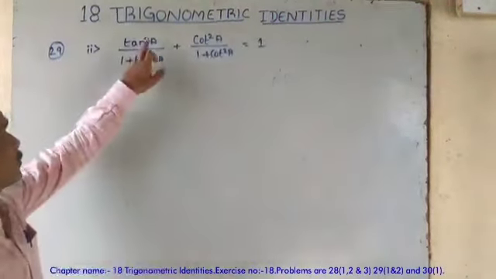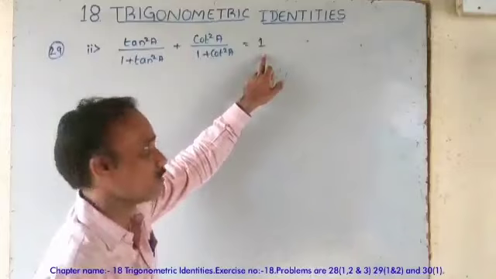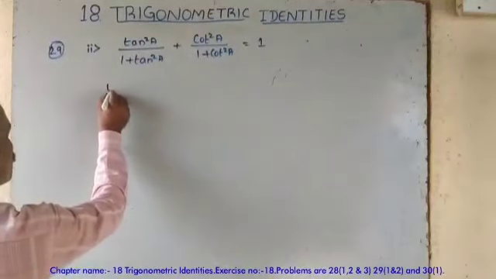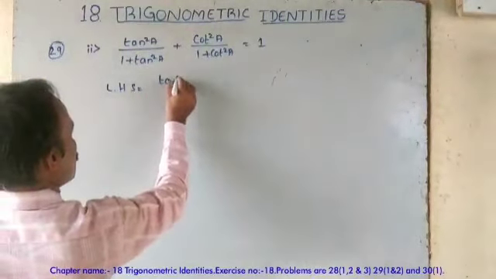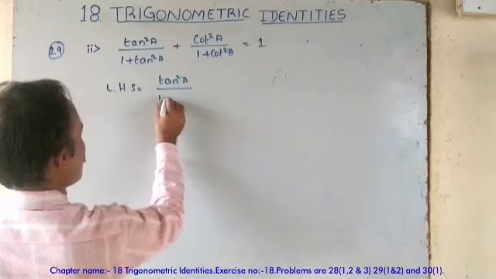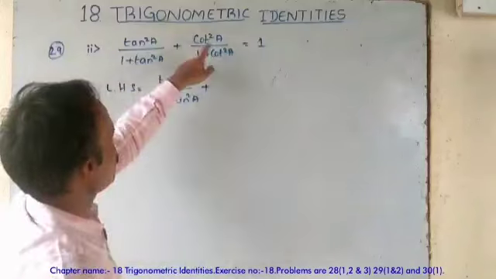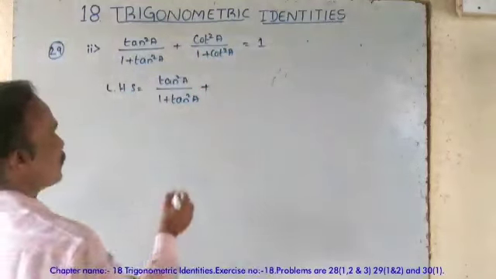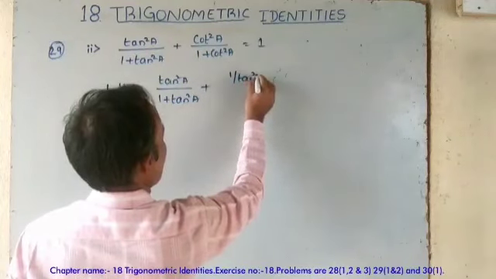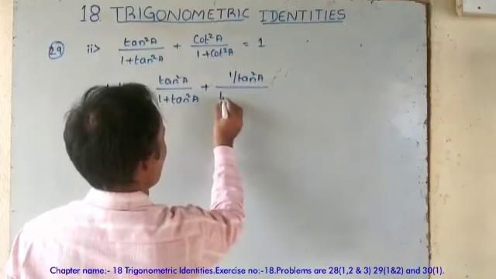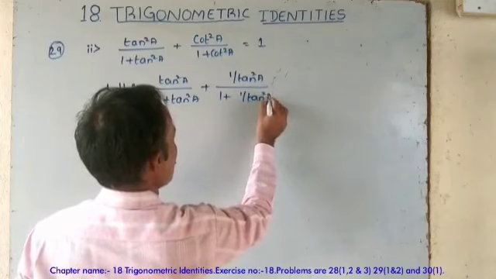And the second one: tan square A divided by 1 plus tan square A, plus cot square A divided by 1 plus cot square A. We have to show this value is equal to 1. As usual, consider LHS. So tan square A as it is, divided by 1 plus tan square A also as it is, plus. Now these two you write in terms of tan. Cot square A can be written as 1 divided by tan square A, divided by 1 plus, again cot square A can be written as 1 by tan square A.